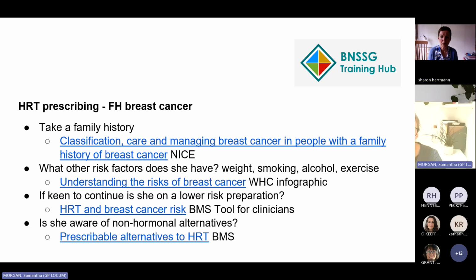If she does wish to continue with HRT, then think about the type of HRT that we're using, to try and moderate that risk. So we know that our micronized progesterone, Utrogestan, and also dydrogesterone, that's Femoston, are the lower risk types of progestogen. So thinking around the type of product, using it at a lower dose, potentially using it for a shorter period of time can help to moderate that potential risk.